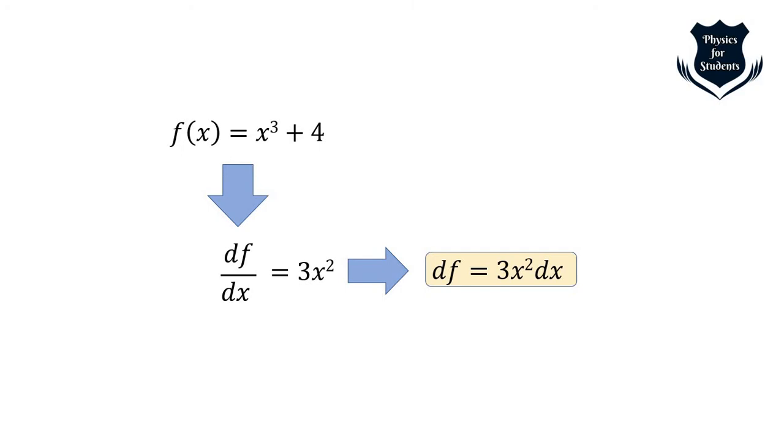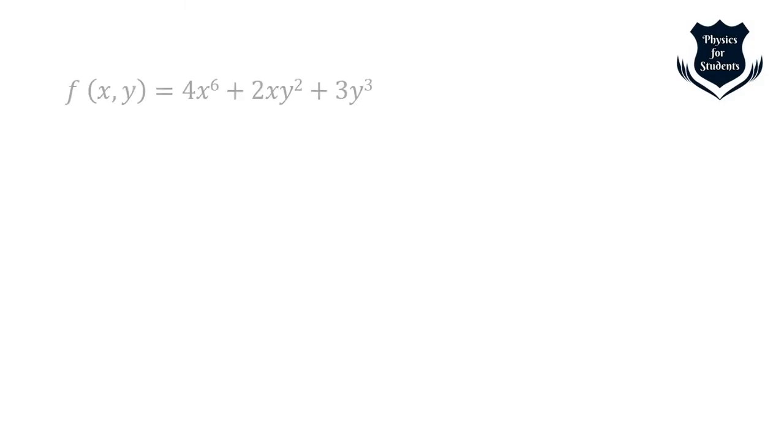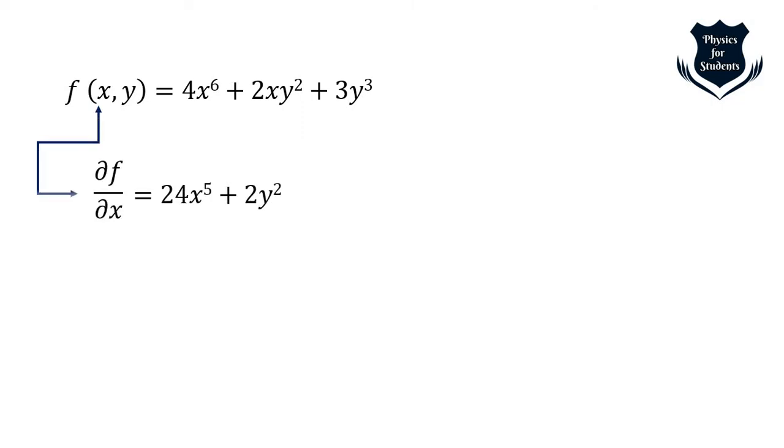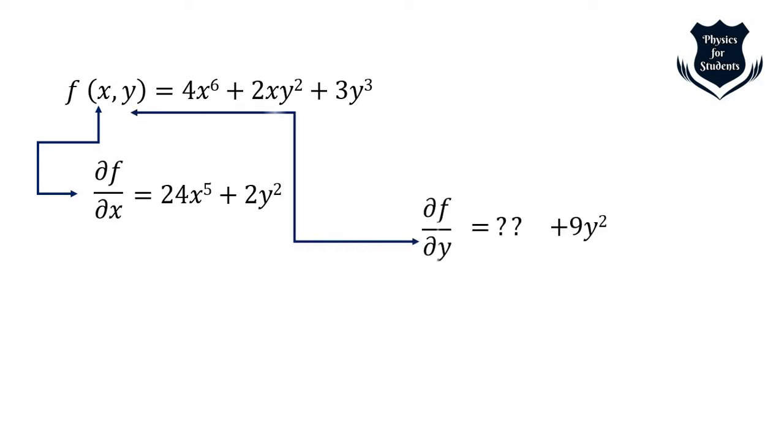So let us look into another example. You see here we have written f of x and y. There are two variables x and y, equals 4x raised to the power 6 plus 2xy squared plus 3y cubed. So we can now take x and keep y constant, and by the rule we can write it as del f by del x equals 24x to the power 5 plus 2y squared. On the second part, I leave it up to you. You can tell me in the comment box what it would be.